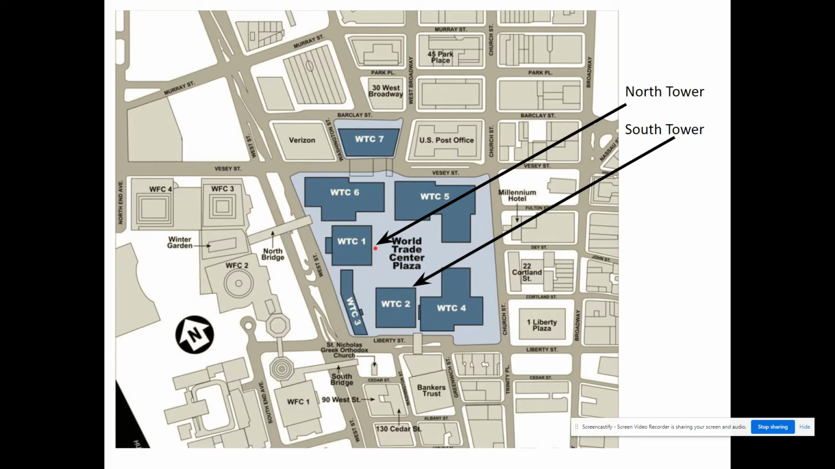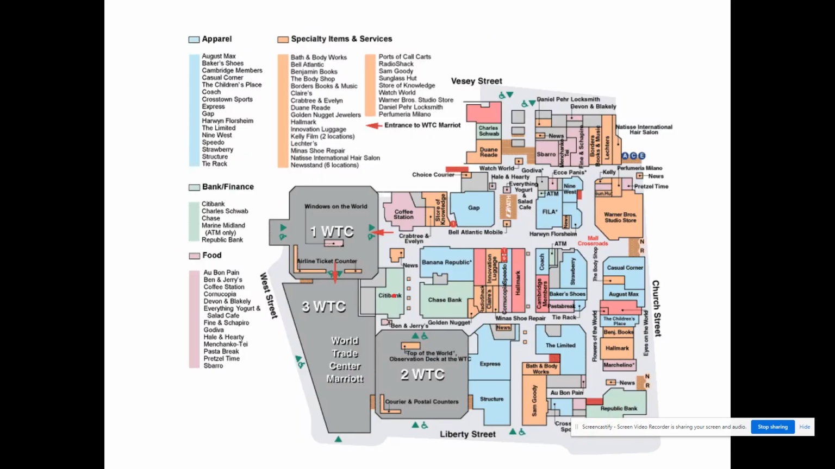So here you see the North Tower and the South Tower. There was a shopping mall that was underneath, and New Jersey would be in this particular direction here, and there would be the PATH subway tubes that would go into this part of Lower Manhattan. And here you see an image of the shopping mall.